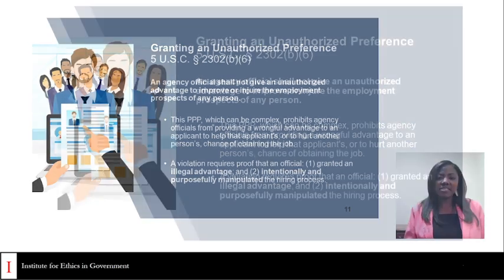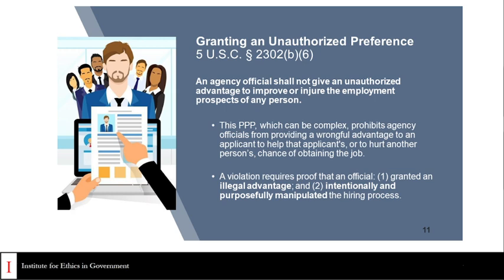So when talking about B6, to prove a violation of B6, there has to be evidence that an advantage was provided to someone, and an advantage that one was not entitled to by law, rule, or regulation. The second piece is there has to be intentional and purposeful manipulation of the hiring process.